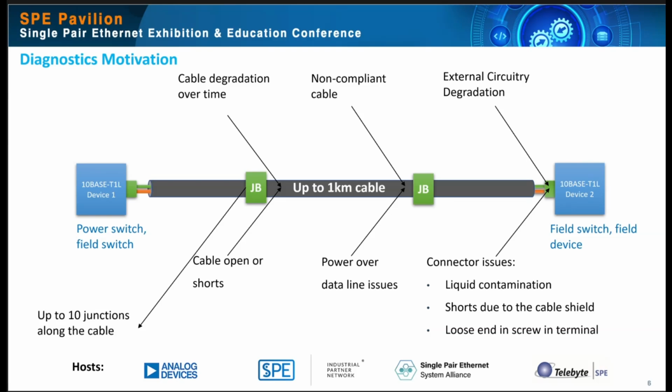Anything that's exposed to the outside world has a risk of deteriorating over time. So you can have connector issues that suffer from liquid contamination, or shorts from the shielding braid touching the data lines, all of which can reduce, let's say, the integrity of the data. And you need to be able to accurately find out where that issue has occurred.